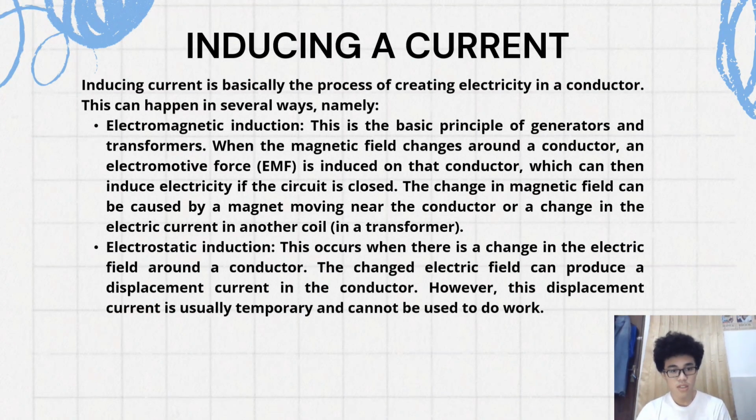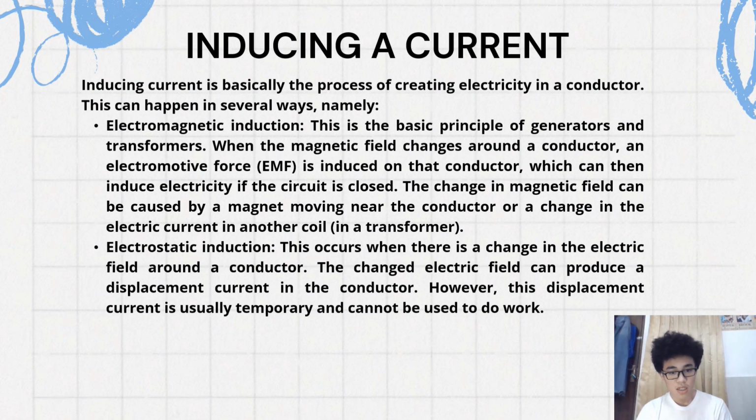Inducing a current. Inducing current is basically the process of creating electricity in a conductor. This can happen in several ways, namely electromagnetic induction. This is the basic principle of generators and transformers. When the magnetic field changes around a conductor, an electromotive force (EMF) is induced on the conductor, which can then induce electricity if the circuit is closed. The change in magnetic field can be caused by a magnet moving near the conductor or a change in the electric current in another coil.